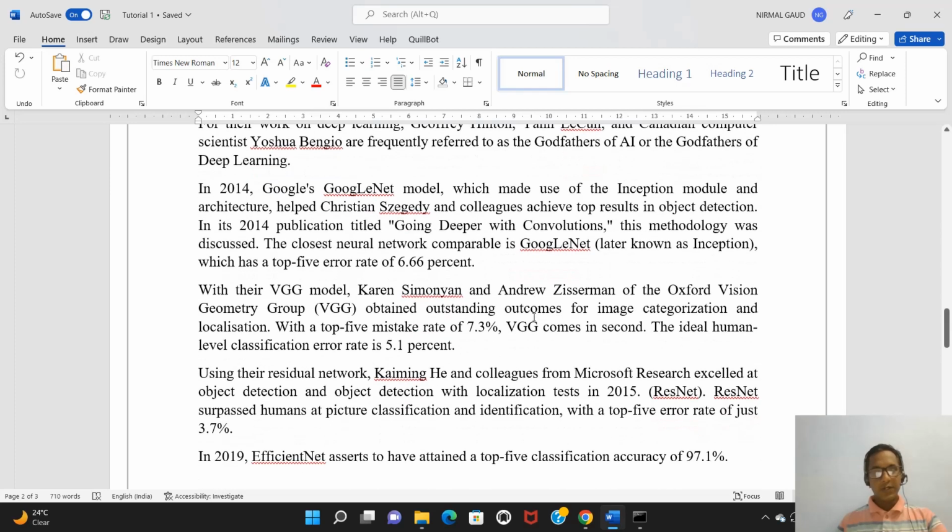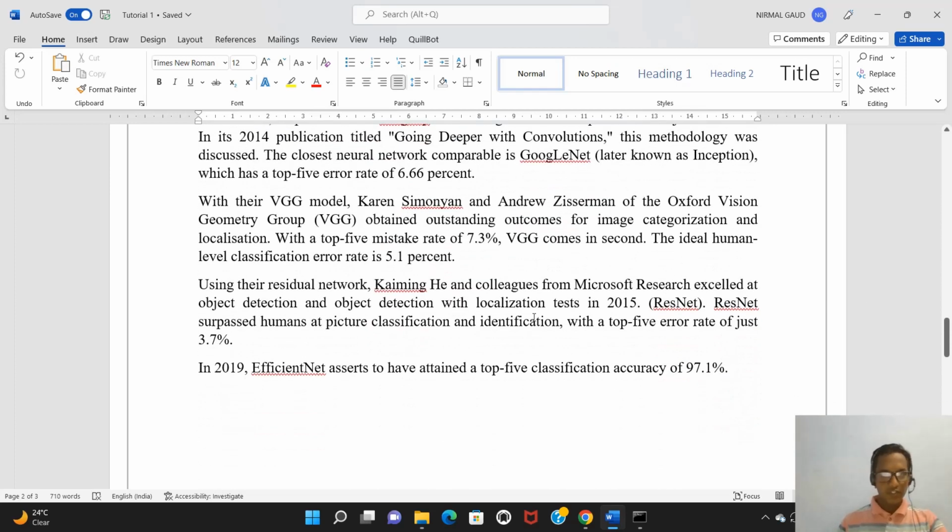Then Microsoft Research developed an excellent algorithm for object detection, with some localization tests, that is ResNet. ResNet surpassed all the picture classification and identification techniques which existed up to that time, with a top 5 error rate of only about 3.7%.